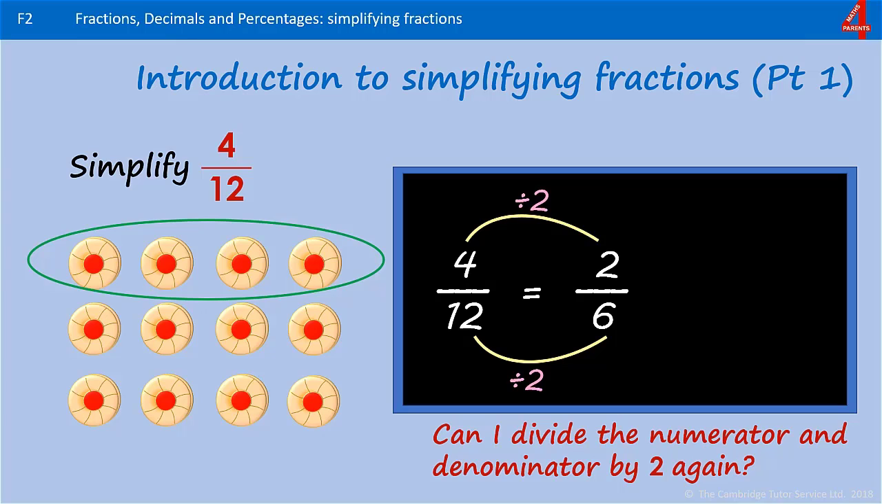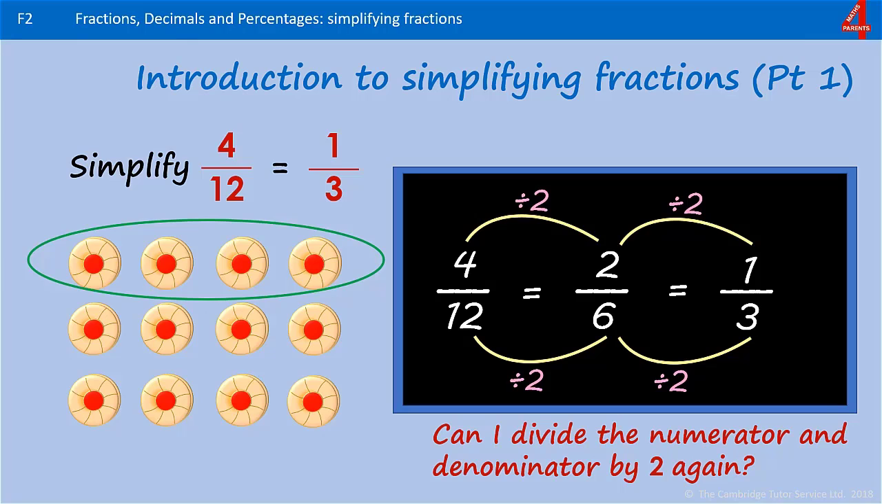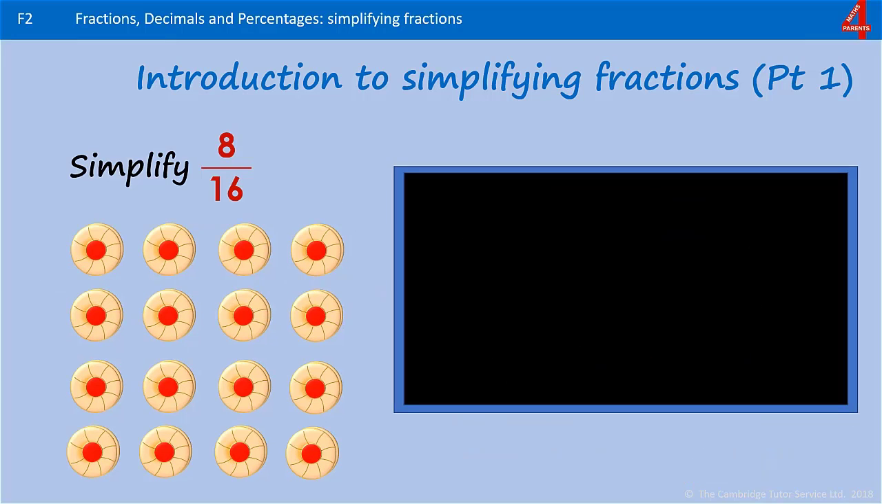And yes we can, because 2 and 6 are even numbers. 6 divided by 2 is 3, and 2 divided by 2 is 1. 4/12 is the same as 1/3, and you can probably see that the circled 4 biscuits are just 1/3 of all 12 biscuits. Here's one for you to try. Pause the video, have a go, simplify 8/16. You can probably see that that's a half, but how do you get from an 8 numerator and 16 denominator to a 1 numerator and a 2 denominator?